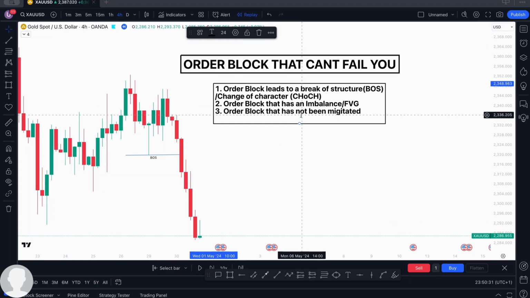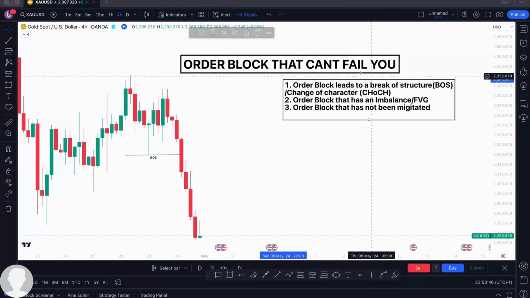The order block also should not be mitigated. It should be unmitigated, meaning orders have not been taken in that zone; orders are still available for us to go and take in that zone. I'm going to show you an example on the chart so you can understand what I'm talking about.